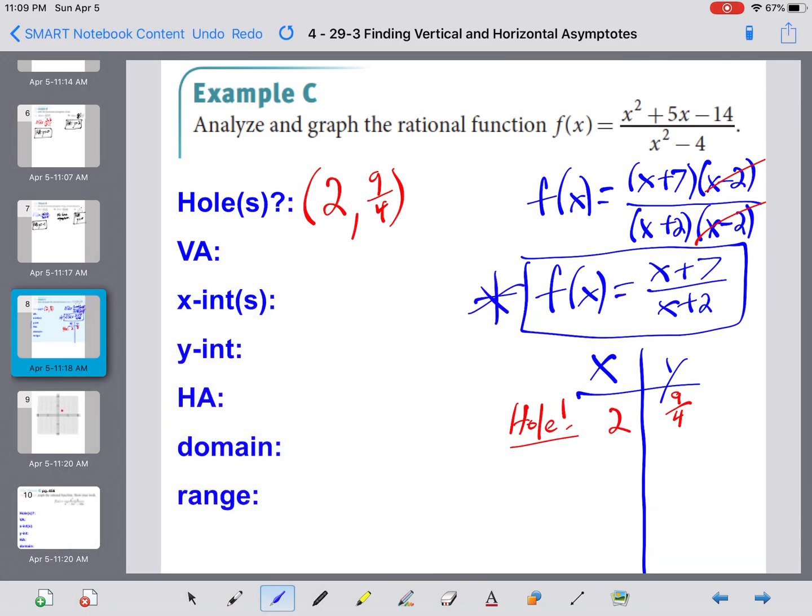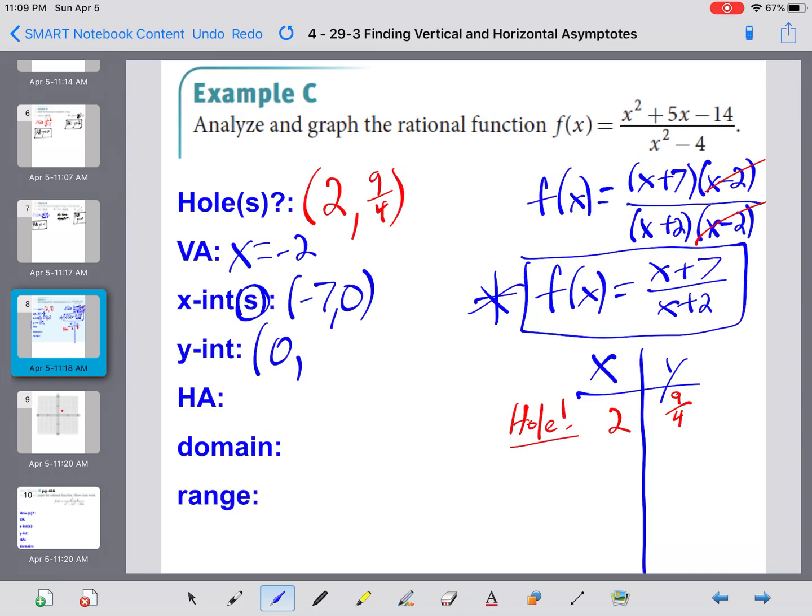Again, looking at this reduced function, vertical asymptote is x equals -2. X-intercept, you can try this on the margin if you want, plug in 0 for y. You're going to get an x-intercept at -7. Okay, -7, 0, that should say. All right, plugged in 0 for y. Y-intercept, plug in 0 for x.